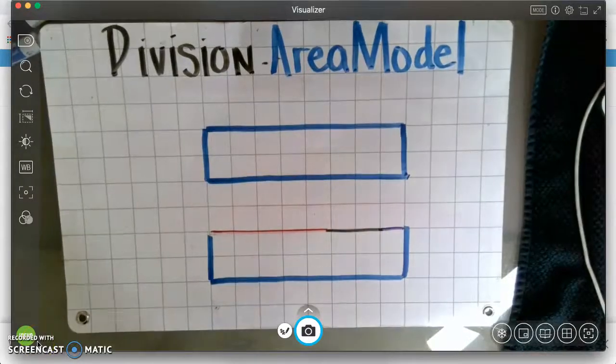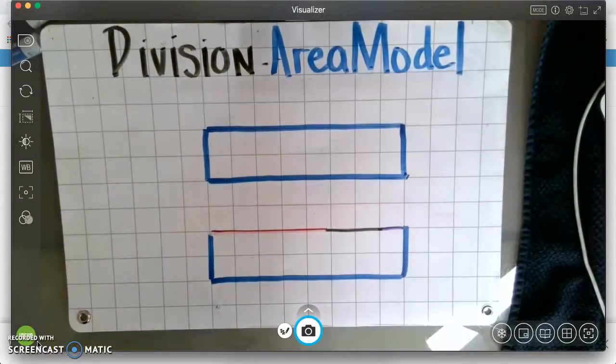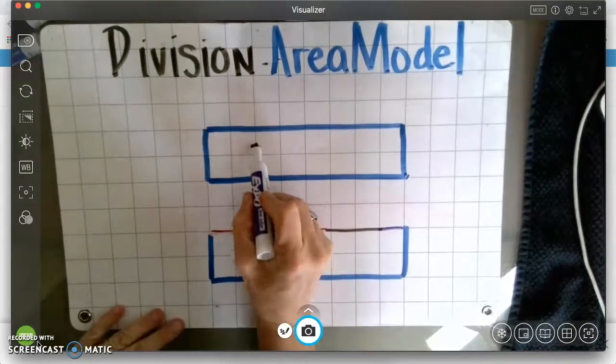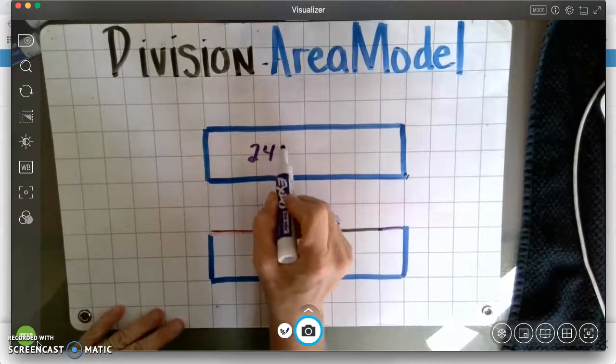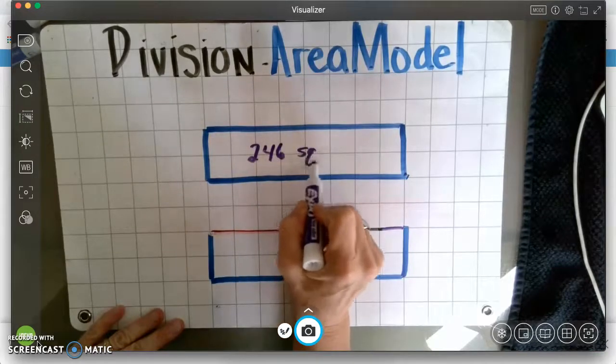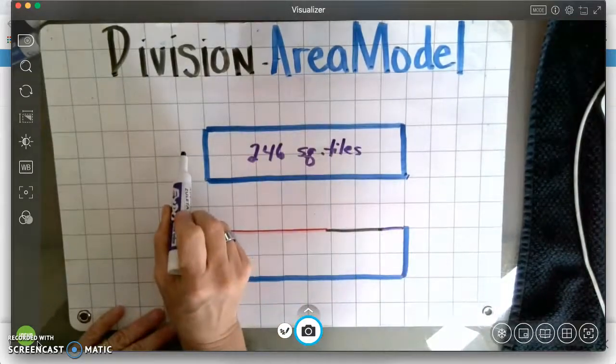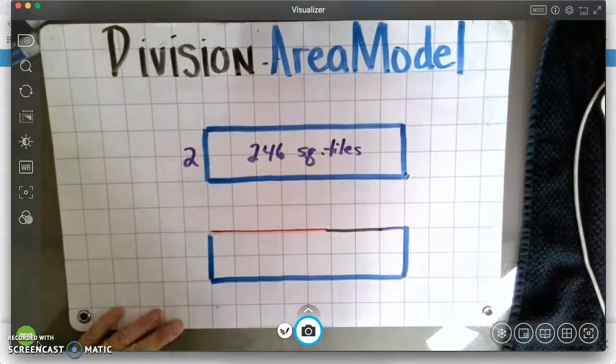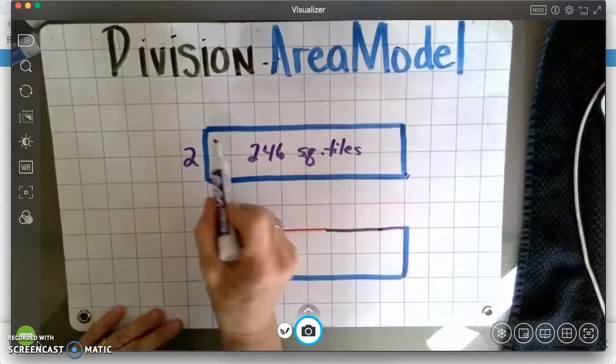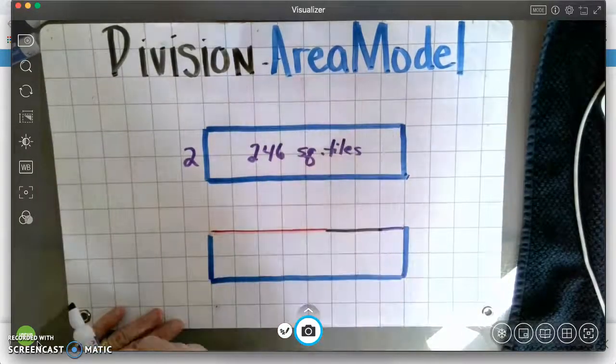Good morning. So we are going to be working on division this week, and I wanted to share the area model with you to solve a division problem. So let's imagine you have a terrace outside, and you know that it has 246 square tiles, and you know the width of it is 2 tiles. We need to know how long this is going to be.